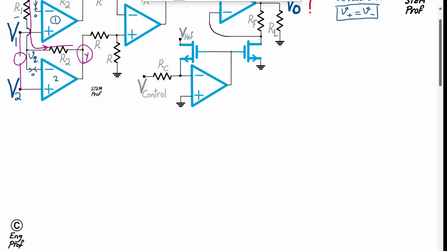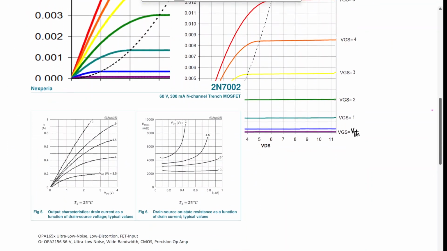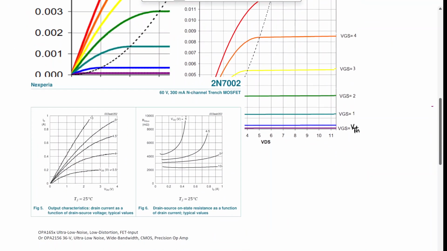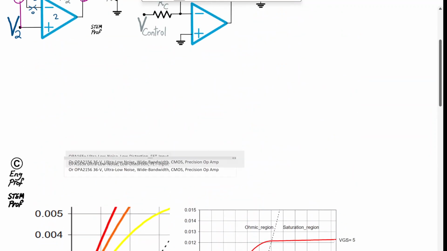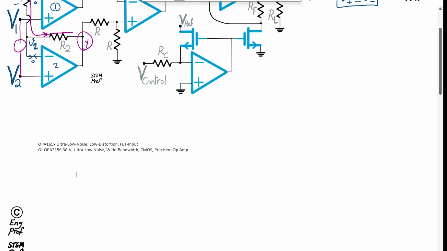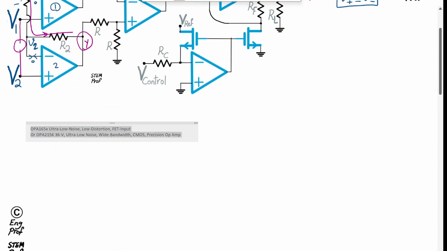Regarding op-amps, one good choice would be, for example, the OPA165. Thanks for the comment and suggestion about this op-amp. Or the other option would be a higher bandwidth one. These are from Texas Instruments. There are many options. Analog Devices, for example, has many good op-amps.